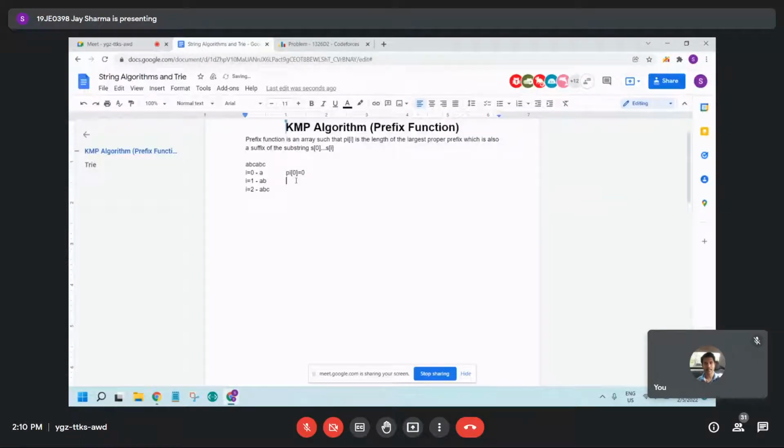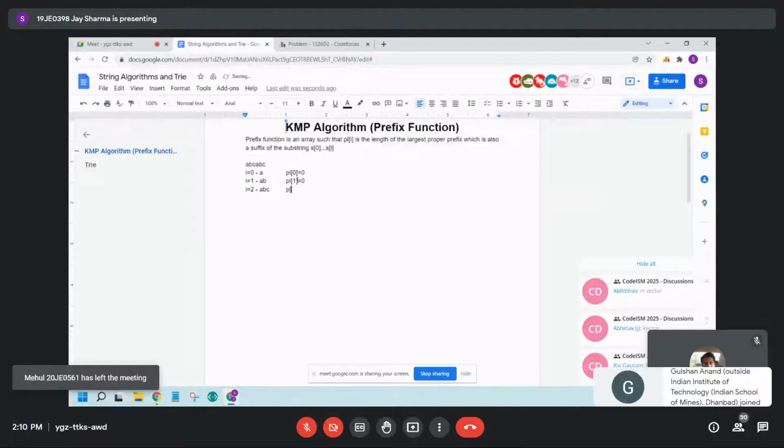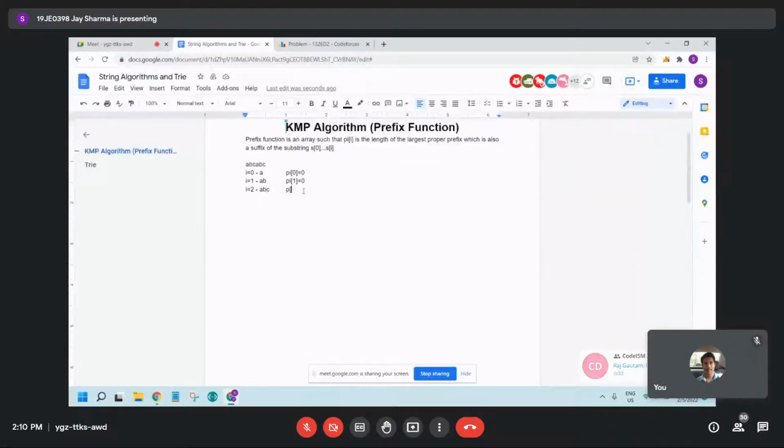Next up, for this, you have just one proper prefix, which is a, but this is not a suffix. This a is not a suffix of this string. So again, pi of 1 will also be equal to 0. Here, for example, again, you have two proper prefixes, a and ab. These are proper prefixes, but they are not suffixes. None of them is a suffix. So for pi of 2 also, you have 0.